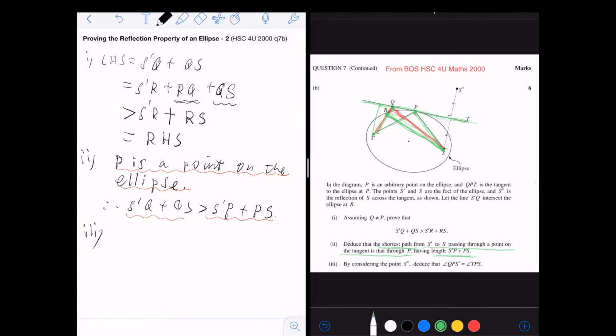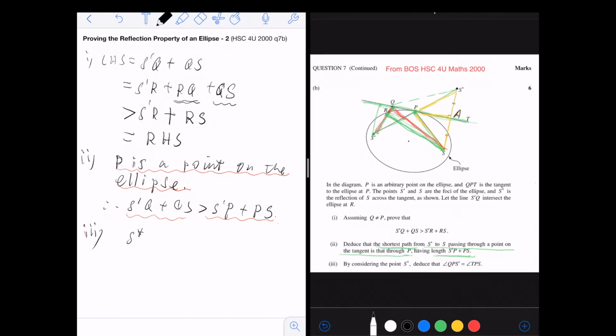Now let's prove question 3. I'm going to join PS star and also QS star. So I'm going to prove this triangle is congruent to this triangle. It's very easy to prove they're congruent. Then we can see, S star, I label this point as A. It's easy for me to do.